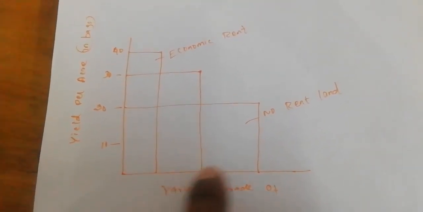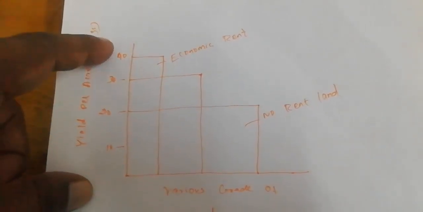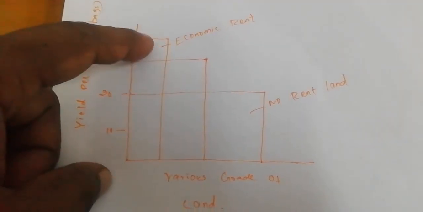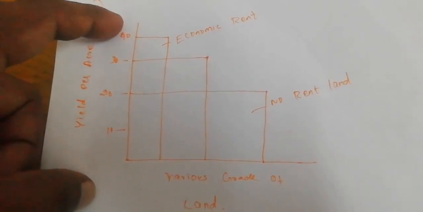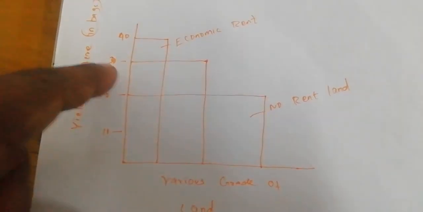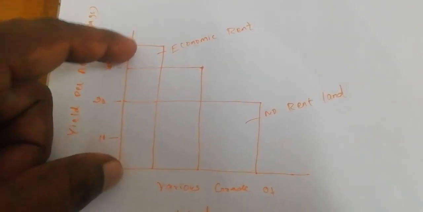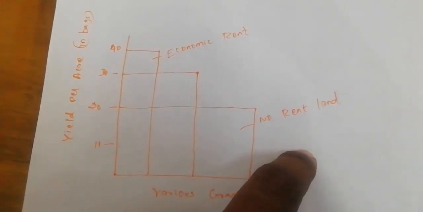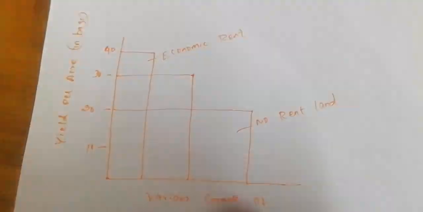So the three columns are considered as A grade land, B grade land and C grade land. So A grade land will produce 40 bags of paddy. So this A grade land will get the economic rent, because on the basis of the fertility of the land it will produce more paddy. Next, the B grade land also will get the 30 bags of paddy. So this A and B grade land will get the economic rent, but the C grade land will never get the economic rent. So the C grade land is considered as a no rent land.